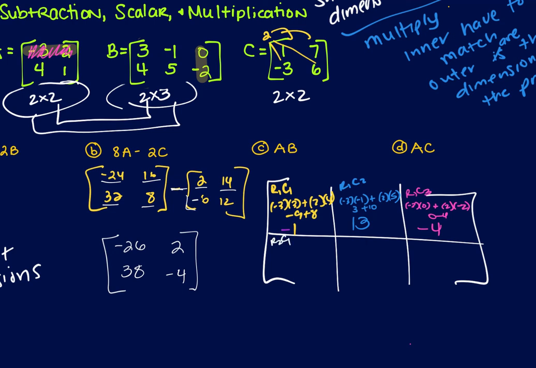Row 2, column 1. Row 2, column 1 would be 4 times 3 plus 1 times 4. 12 plus 4, which is 16. Row 2, column 2. 4 times negative 1 plus 1 times 5. Negative 4 plus 5, which is 1. And then the last one would be row 2, column 3, which is 4 times 0 plus 1 times negative 2. 0 minus 2, which is negative 2.